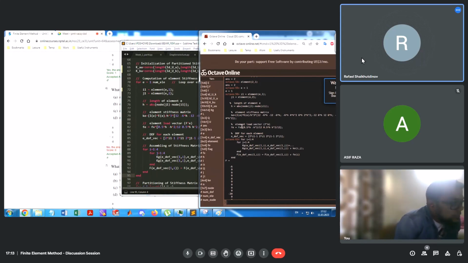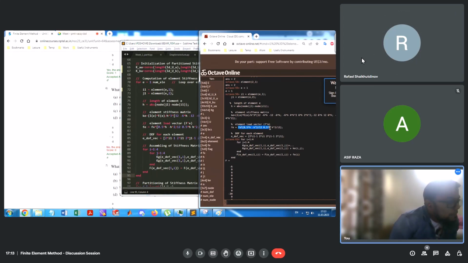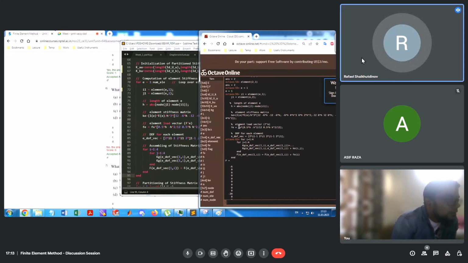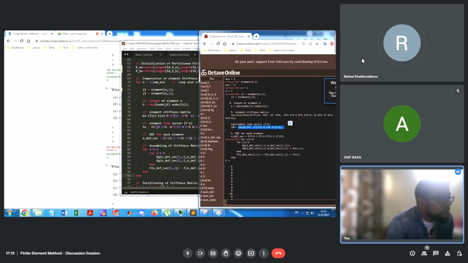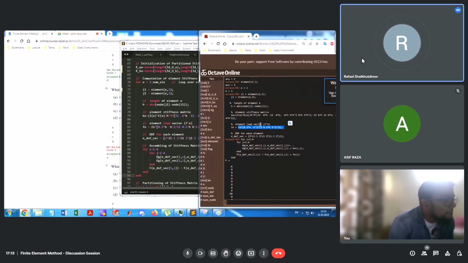So see, fx is there. The first thing, 0.5 into h, that is W, a formula for uniformly distributed load. So the first thing will be WL by 2. Second thing would be the moment, minus WL square by 12. Then again WL by 2, then WL square by 12. So this way we have got the FE, the local element load vector, for the degrees of freedom.